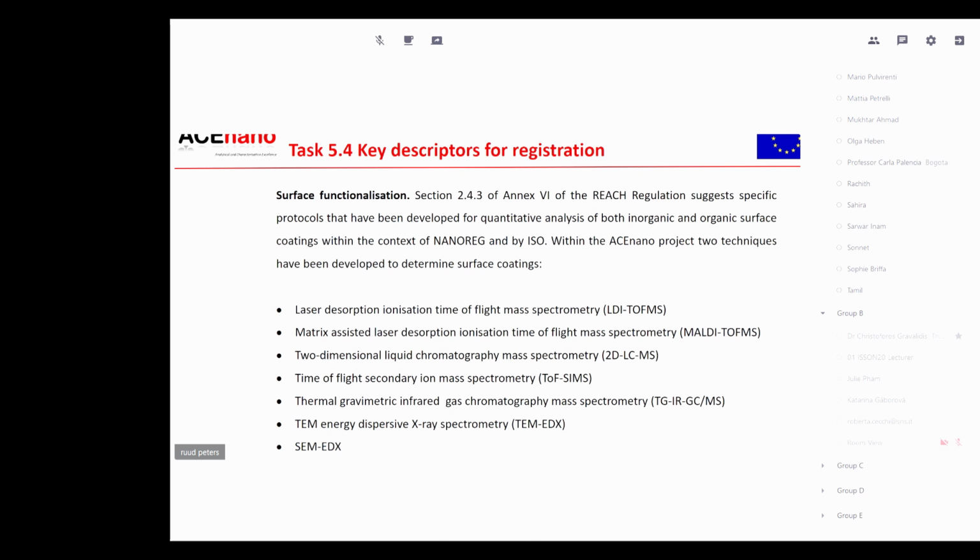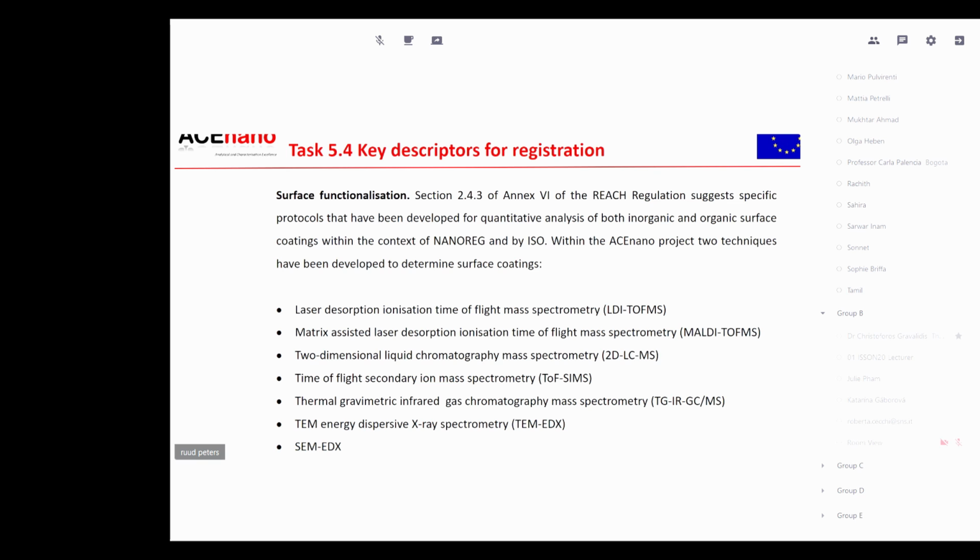In the first dimension, a particle is isolated based on size, and in the second dimension, the identity of the organic coating is determined with mass spectrometry. There's of course time of flight secondary ion mass spectrometry, and thermal gravimetric infrared gas chromatography mass spectrometry for organic particles, and this is a very nice technique which nowadays is also used to determine microplastics.